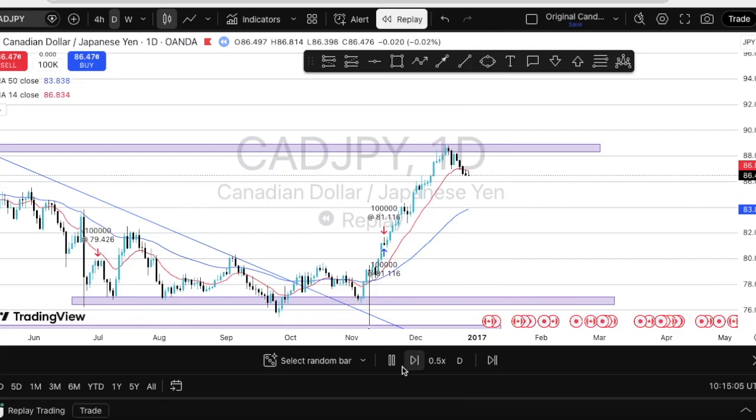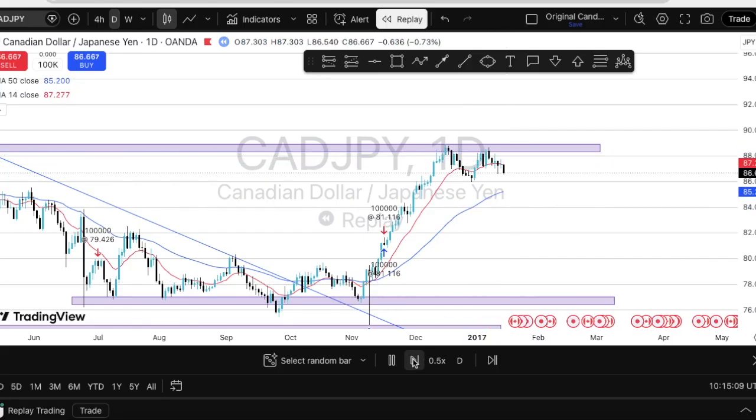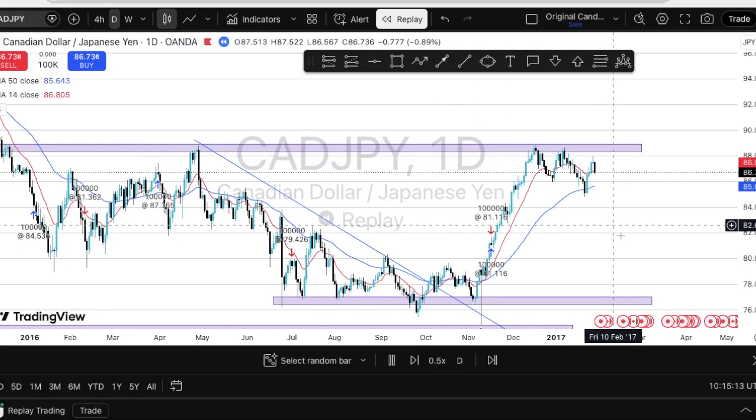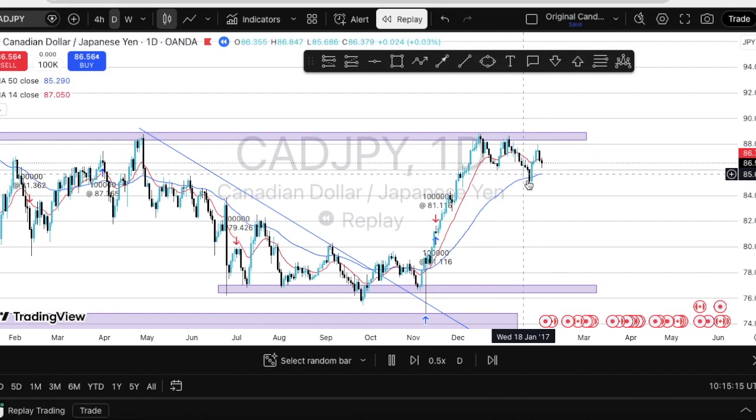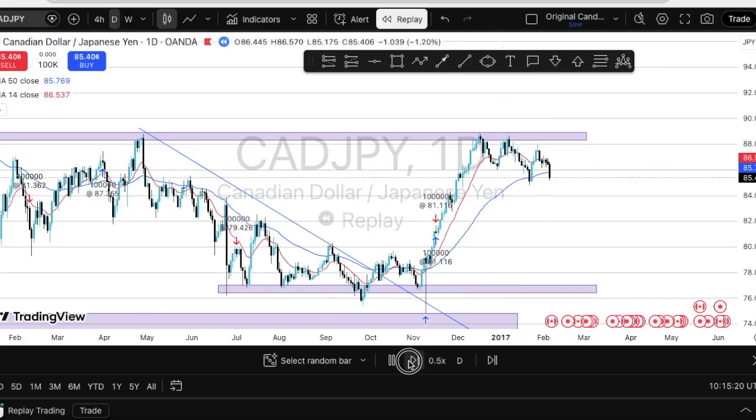Come on, market, pull back. All right. There's a double top's low. The market is bearish right now, but according to me, we are still bullish.